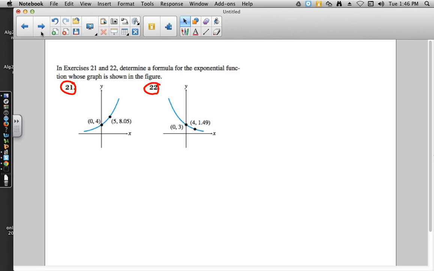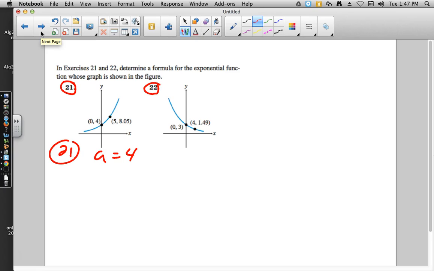Same type of thinking in 21 and 22. So with 21 and 22, what I noticed in 21 is that my a value is definitely going to be 4 because that's my 0, 4 right there. And then I see it went from 0, 4 to 5, 8.05, and I need my b value. So my b value comes from the fact that what we had initially had to be multiplied by our base 5 times. Well, what we had initially was a 4, and then there was some number when they were constantly increasing that power by 1 that they multiplied by 5 times in order to get the 8.05.